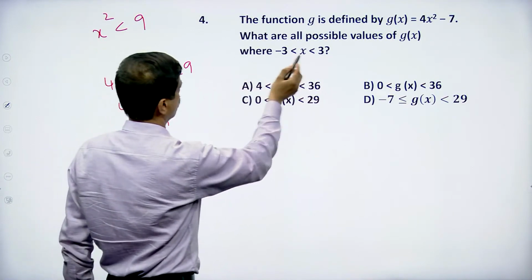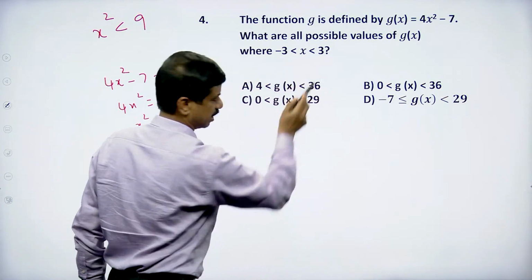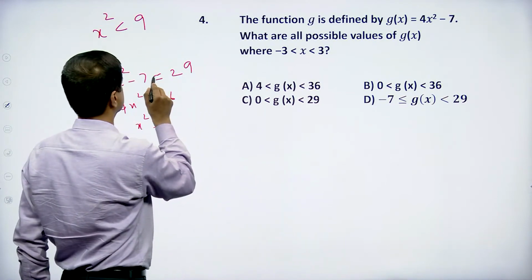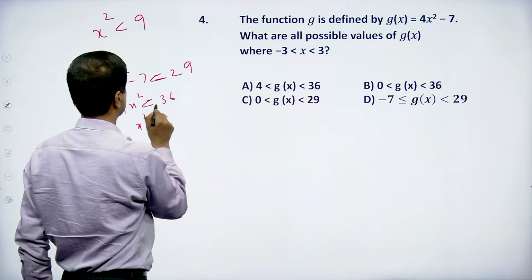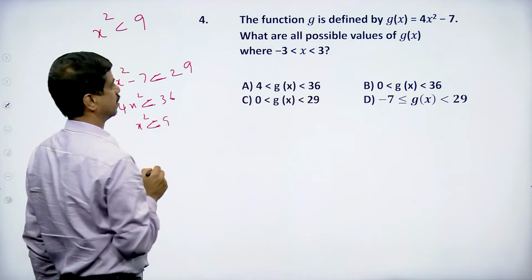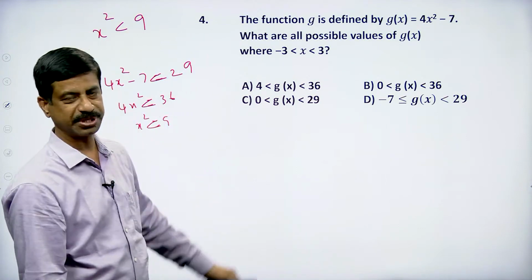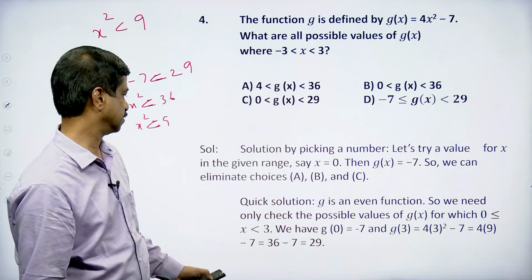So we want no equal to sign. When there is no equal to sign, only lies between, this should be lesser than, children. Lesser than. So therefore, which option satisfies for you here? Option C, children. So note this.